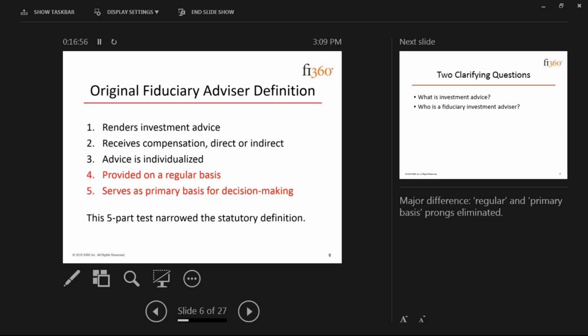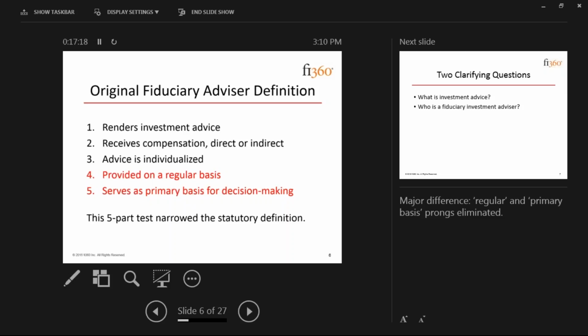This is the 5-point definition I've been referring to. And again, this is the definition that is a result of the initial rule that was published in 1975. It's the current definition now. This will change once we get to April 10th of next year, 2017. So you see the 5 parts here.